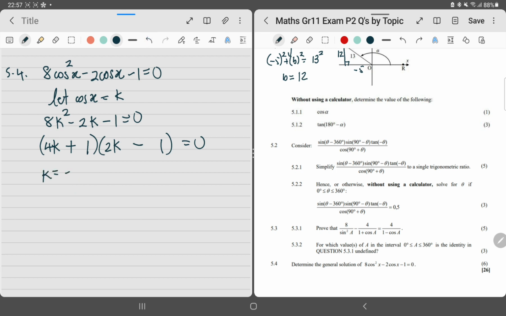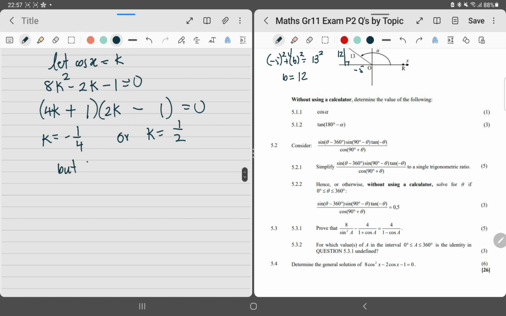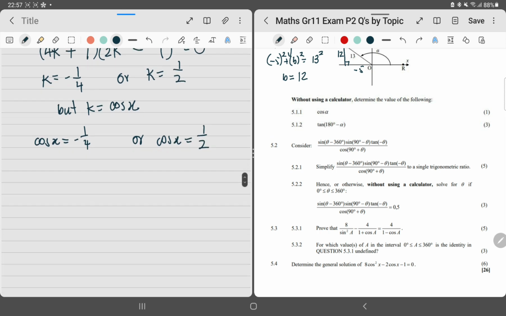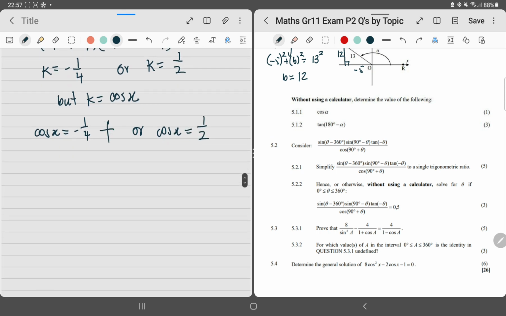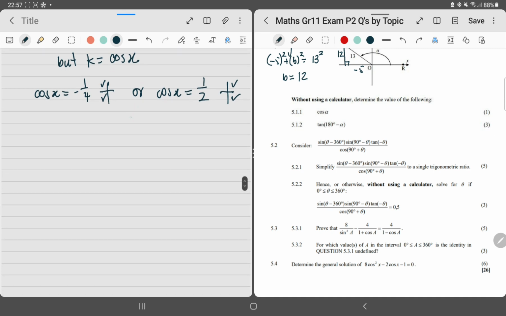So k should be equals to -1 over 4, or k should be equals to a half. But k is equals to cos of x. So cos of x is equals to -1 over 4, or cos of x is equals to a half. So here we are working in the quadrants where cos is negative, and here we are working in the quadrants where cos is positive.